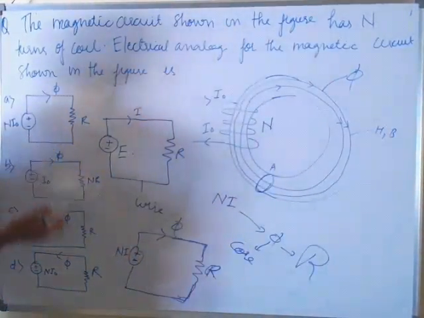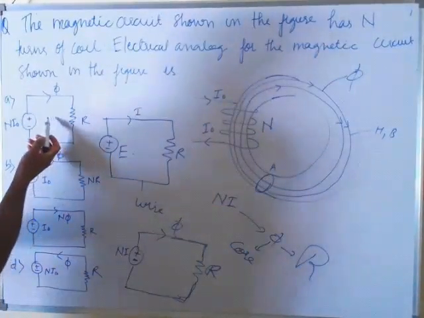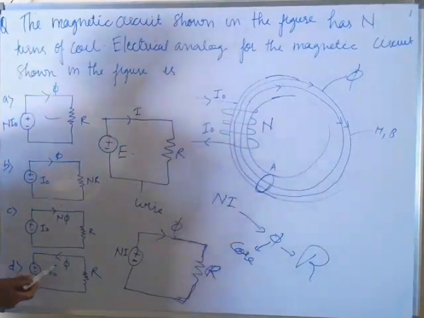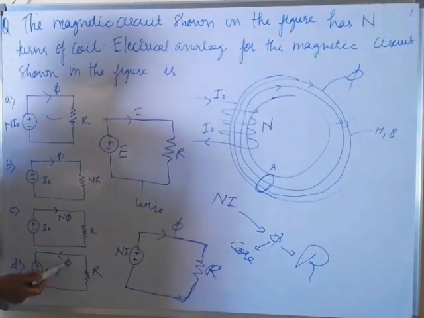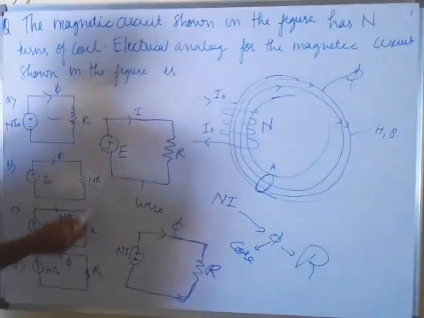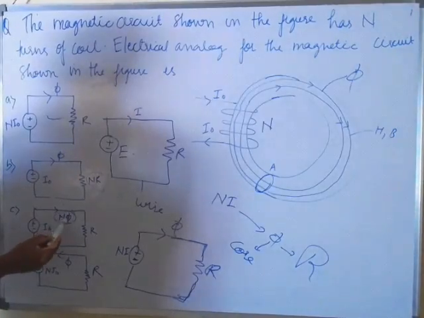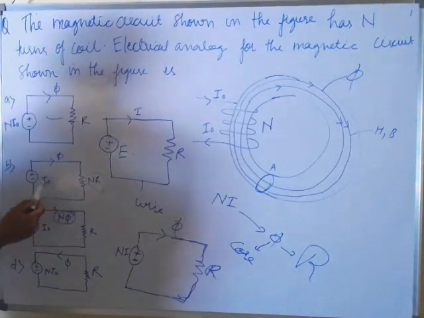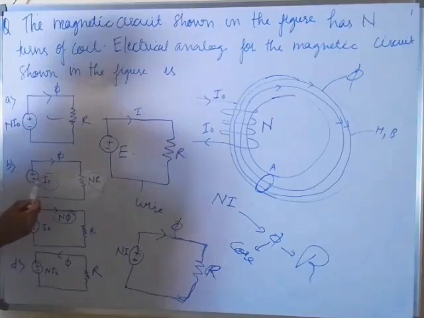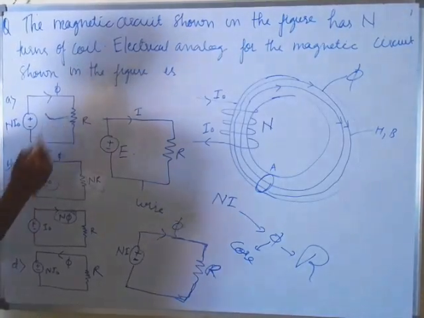So which is the correct answer? This one. In the other, the wrong direction of flux is shown, and this is wrong. This is not N phi. This should be flux. This should not be current. This should be Ni. So this is the correct answer.